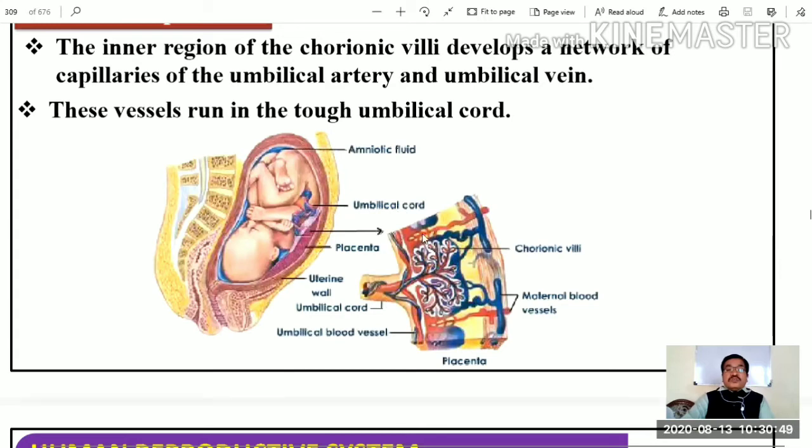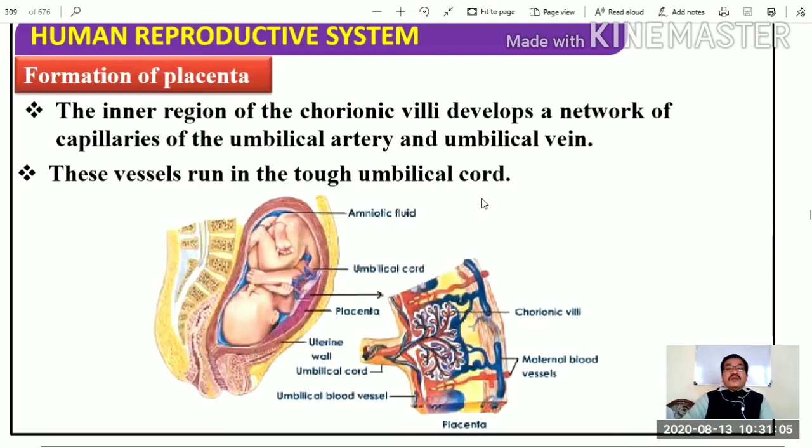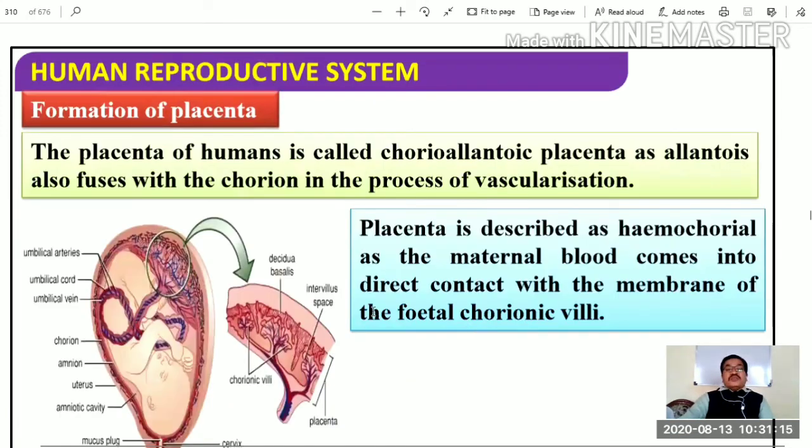So in this way there is a location for the supply of blood, in the form of the formation of the two structures. That is called the network of the veins. Artery, veins, etc. Next, the placenta of the human being is also called the chorionic placenta.